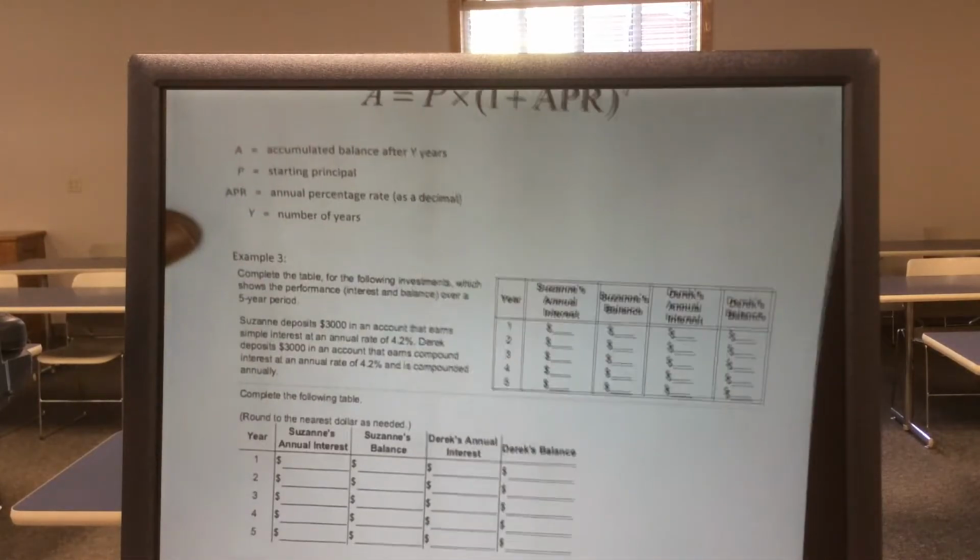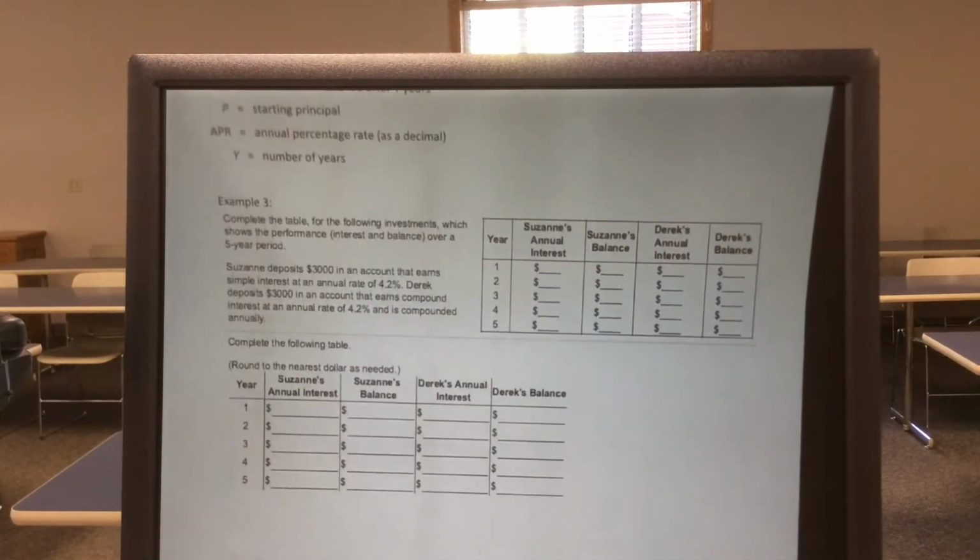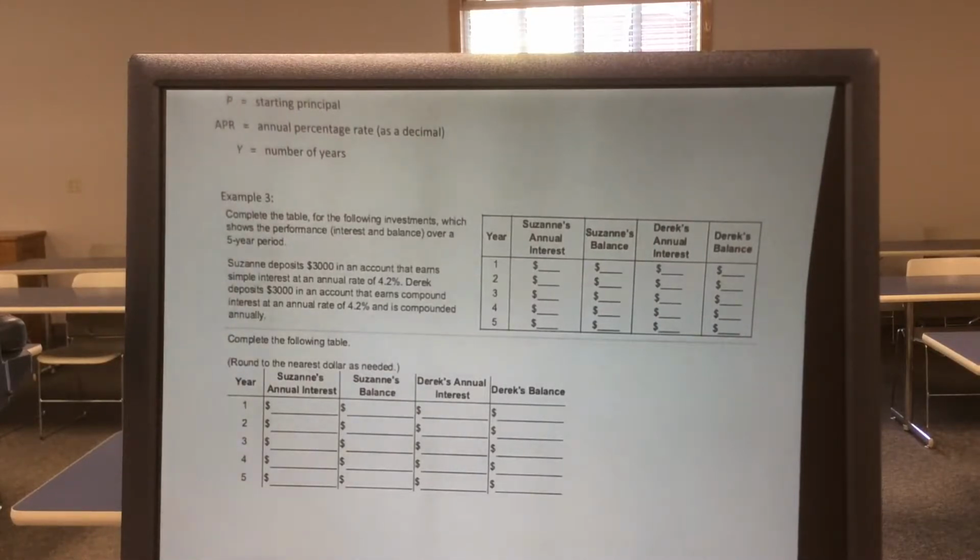So in this example, we're going to look at the difference between simple interest and compound interest. We're going to complete the table for the following investments, which shows performance, that's interest and balance, over a 5-year period. Suzanne deposits $3,000 in an account that earns simple interest at an annual rate of 4.2%. Derek deposits $3,000 in an account that earns compound interest at an annual rate of 4.2% and is compounded annually.